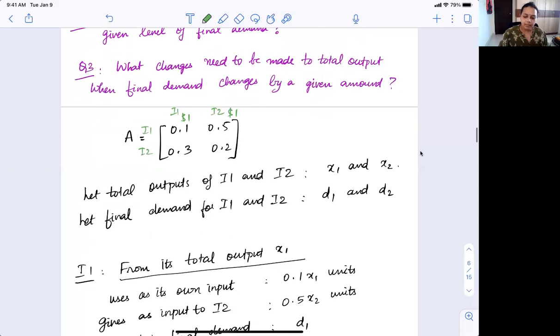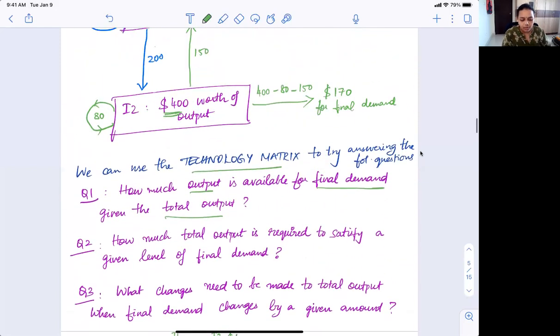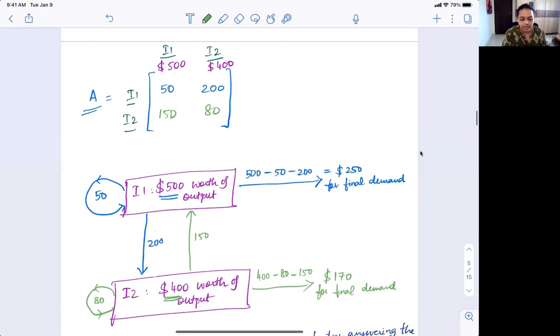Now, let that be the technology matrix, and let the total output of I1 and I2 that are actually produced be X1 and X2. Maybe you can think of X1 as $500 and X2 as $400. And let the final demand for I1 and I2 be denoted by D1 and D2. In the example we saw earlier, when X1 and X2 are 500 and 400, we computed D1 and D2 to be 250 and 170.